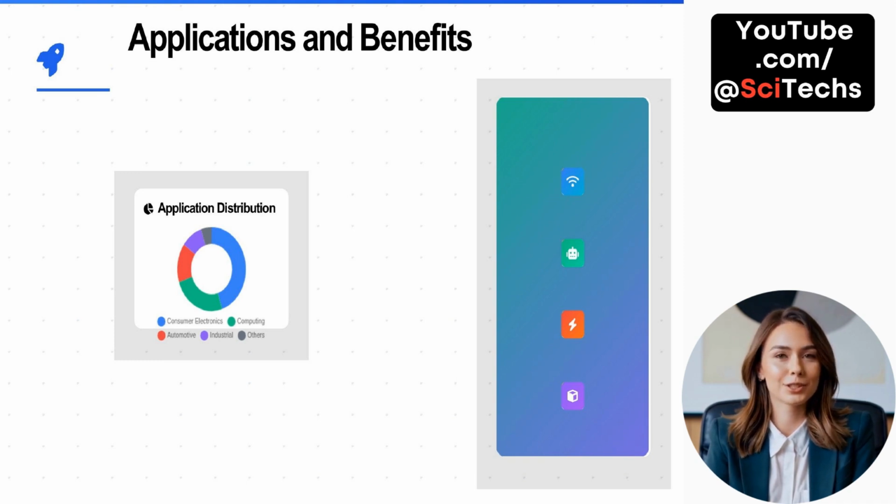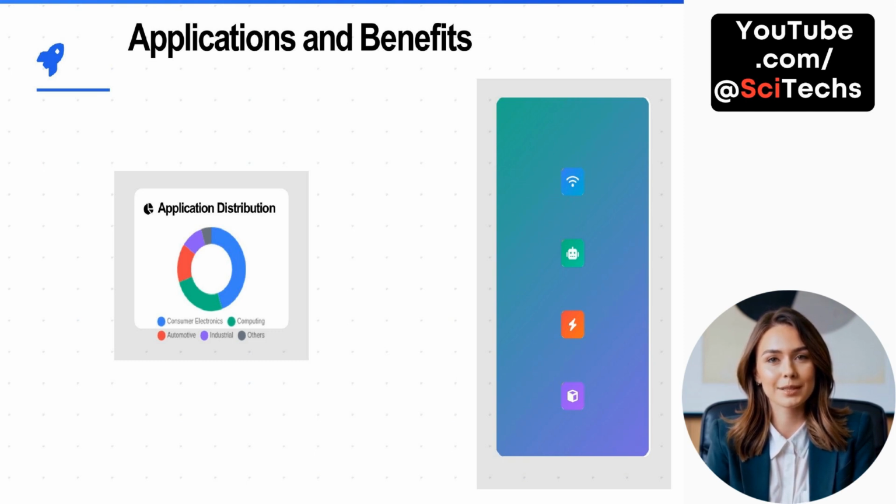Next, the computing sector is another significant contributor, encompassing processors, memory, and storage used in personal computers, data centers, and cloud infrastructure. Automotive applications are also expanding rapidly, driven by trends in electric vehicles, driver assist systems, and in-vehicle infotainment. Industrial applications include automation, robotics, and smart manufacturing, where rugged and reliable semiconductors ensure efficient operations.